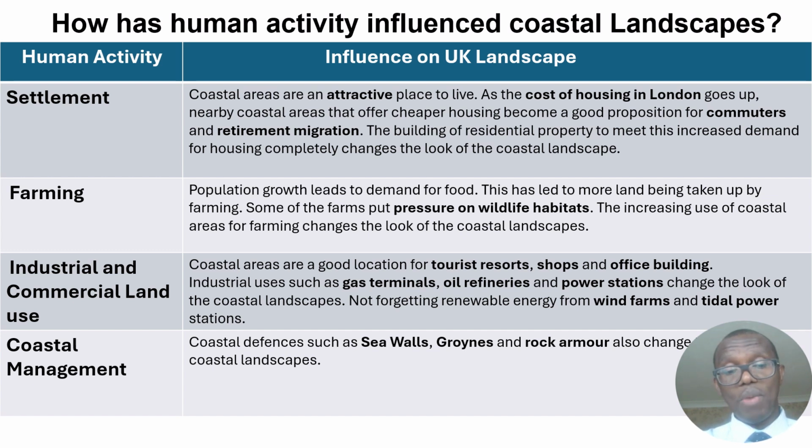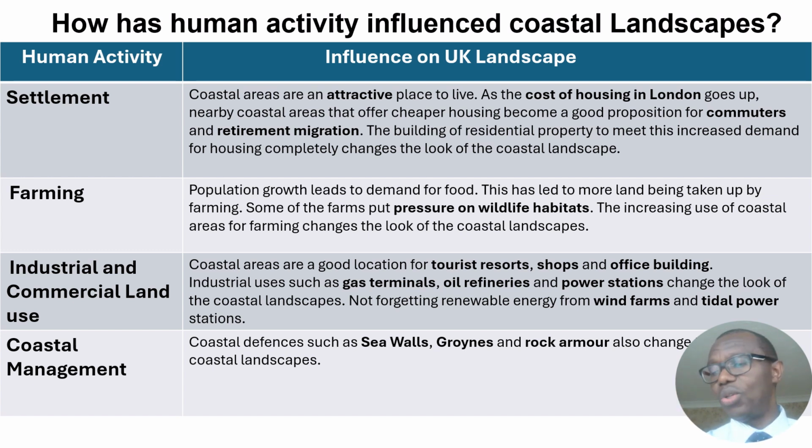Then the second human activity here is farming. Now, an increasing population means an increasing demand for food, and if there's an increasing demand for food, it means that some farms are likely to be found near coastal areas. That obviously is going to take up the land at the coast and make it look different, and also put pressure on wildlife habitats along that particular coastline.